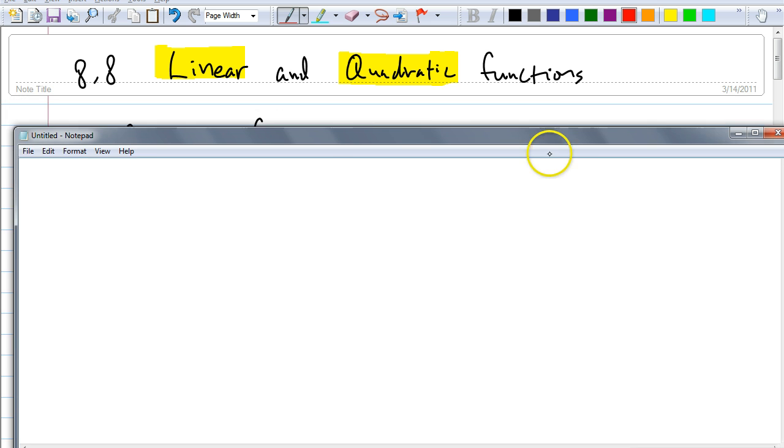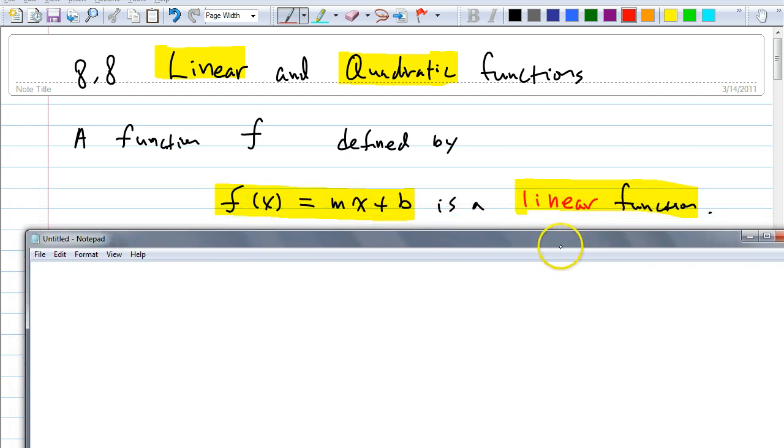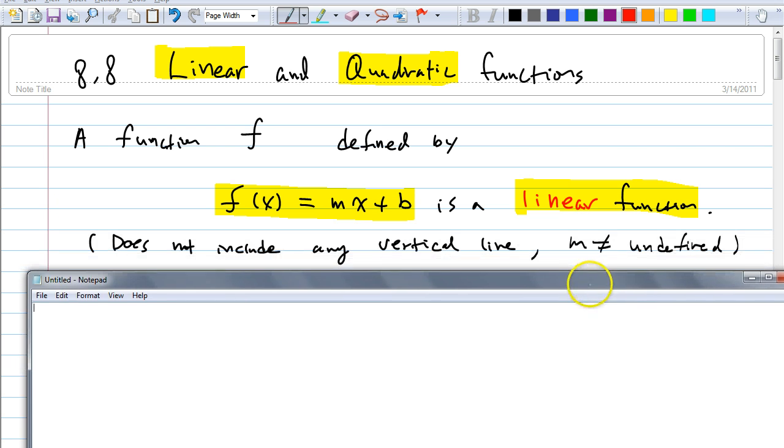So a function defined this way is a linear function. We know it's a function. We could call it a linear equation, but now it's a function because this represents every line except for vertical lines. I have to say that, so I'm going to write: does not include any vertical line, which means we don't want m to equal undefined. You know what I mean? So as long as m is not undefined, we know it's a function.